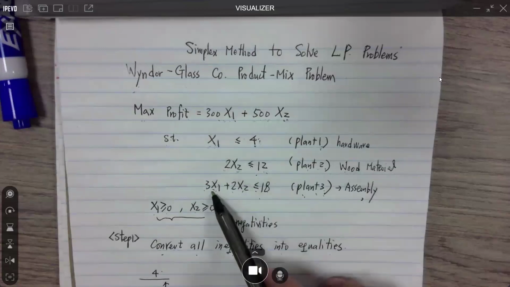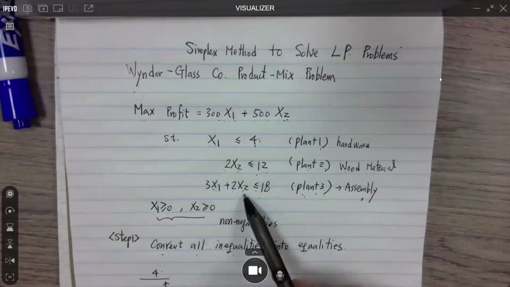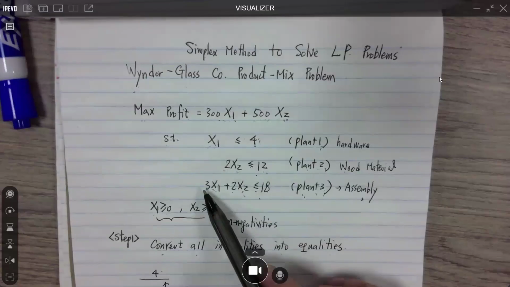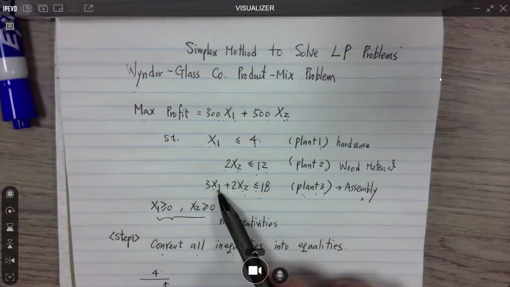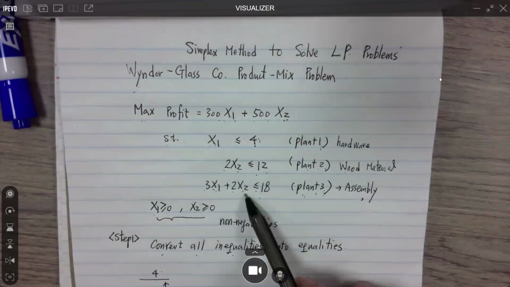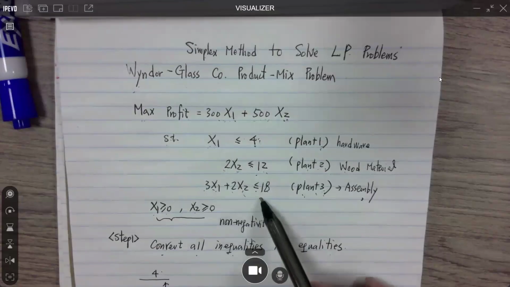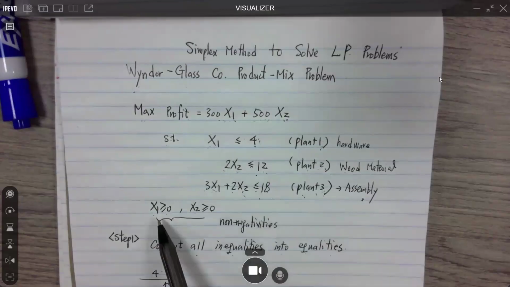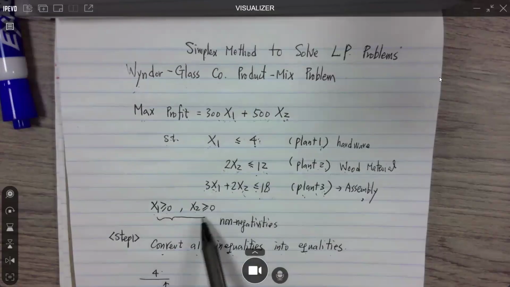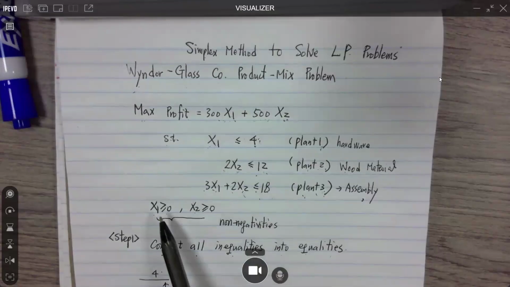And plane 3 is what? Assembly. So both new door and new window need to go through plane 3, okay? 3x1, each new door produced requires 3 hours of work in plane 3. Each new window produced requires 2 hours of work in what? Plane 3. And the total hours available is 18 hours, okay? X1, X2, these are what? Non-negativity constraints. We have them greater than or equal to 0, okay?